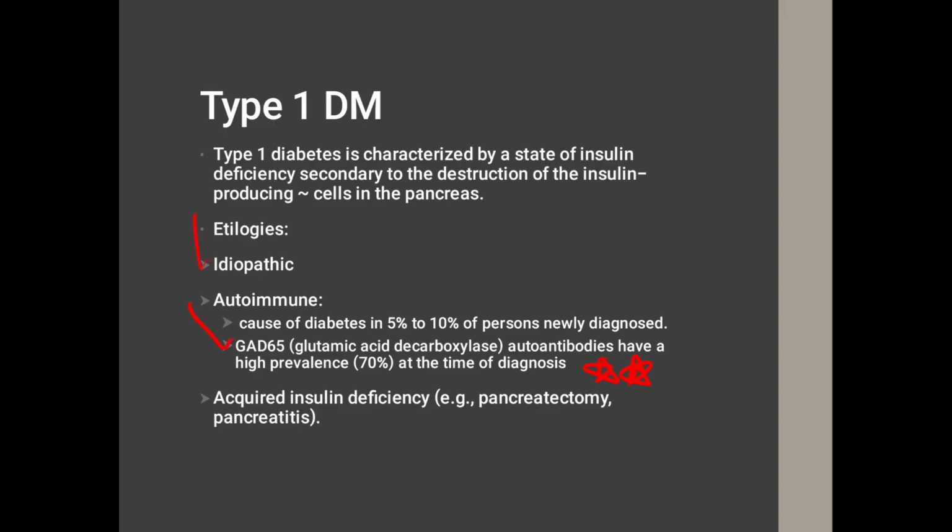The antibody will bind to the beta receptors in the pancreas and prevent them from secreting insulin. Okay, so they will not secrete insulin.